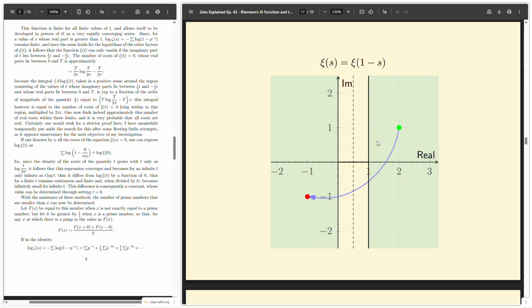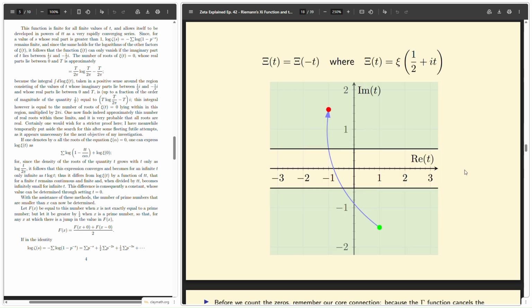Well, it's because, remember, Riemann's version is a 90-degree rotation of this. So it looks like this: capital Xi of t is equal to capital Xi of negative t, where this is the definition. So he just flips it 90 degrees, and therefore he's saying that there are no zeros below negative 1/2 i or above 1/2 i. So this is the imaginary part of t right here. He converts the vertical strip into a horizontal strip.